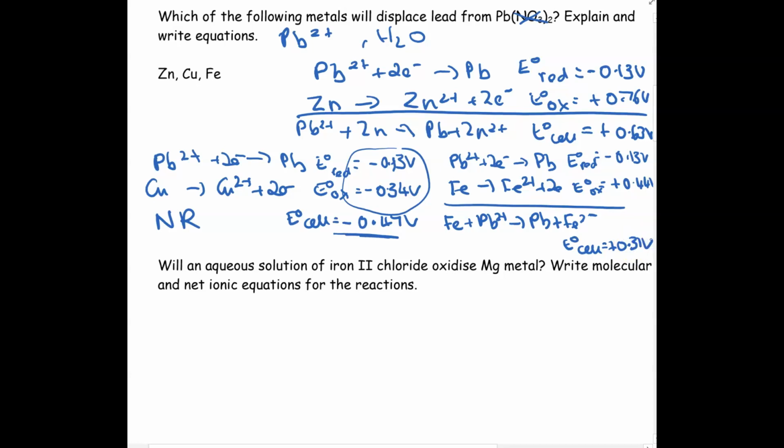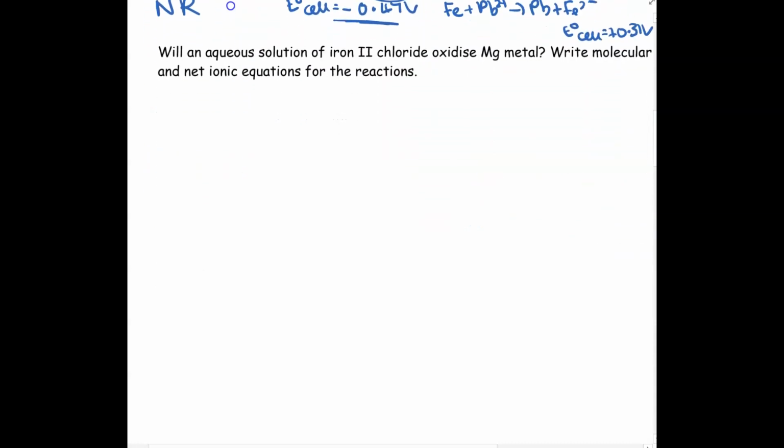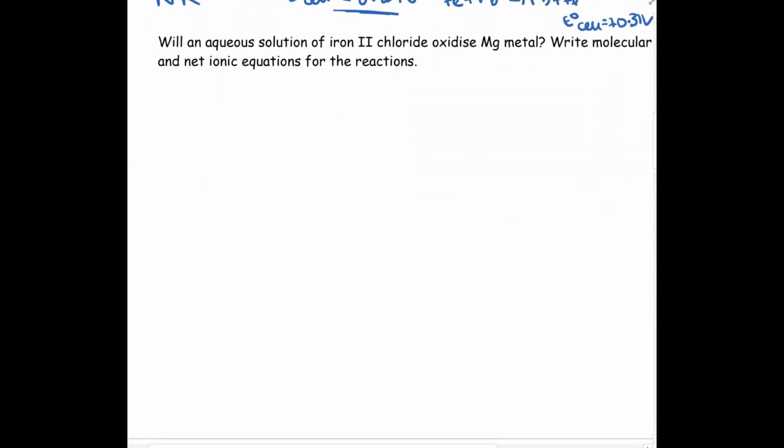So with the second example, it says with an aqueous solution of iron 2 chloride, oxidize magnesium metal. So I'm just going to write the ionic. I'm not going to do molecular. What's the point? We don't do molecular equations. So what species do I have present? I have iron 2 ions, I have chloride ions, I have magnesium metal, and I've of course got water.